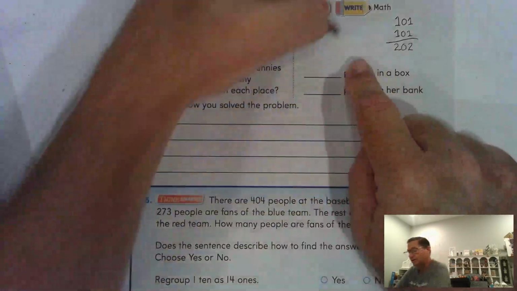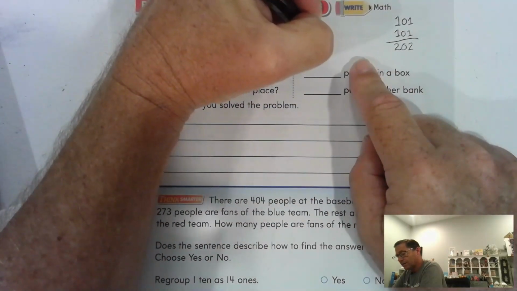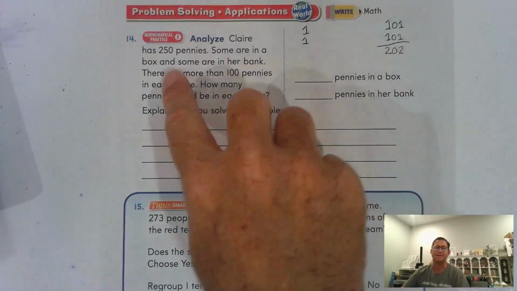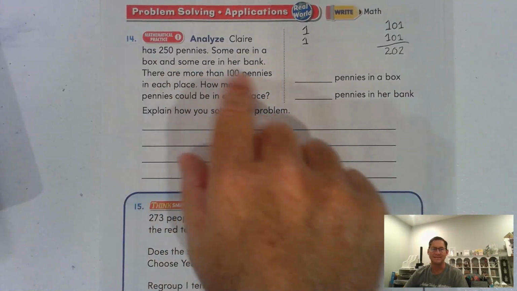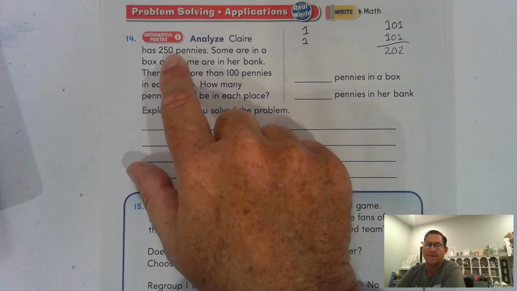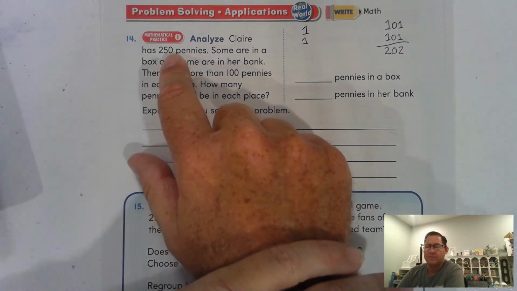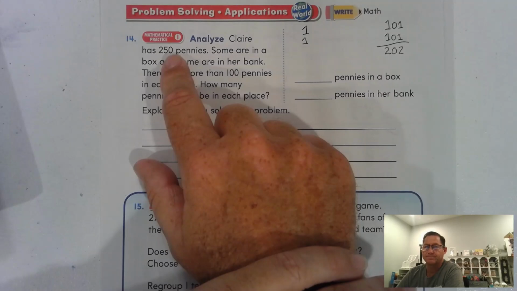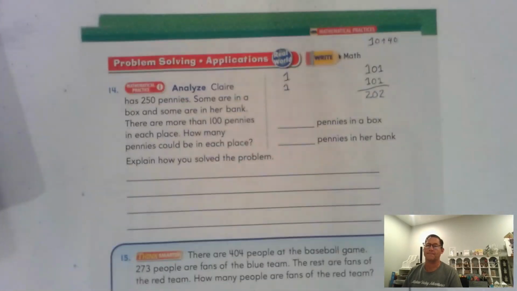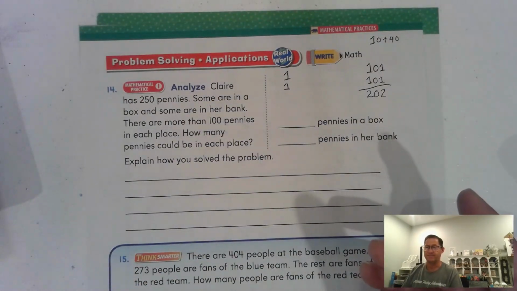Okay. So we know it's 100, 100 at least, right? Now let's think about this. It doesn't say one has more than the other. So let's look at 50. Can you think of two numbers that would give you 50? Sure. 10 plus 40. Okay, that would be 50.